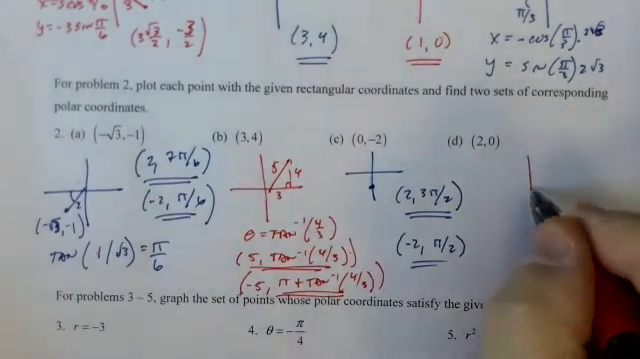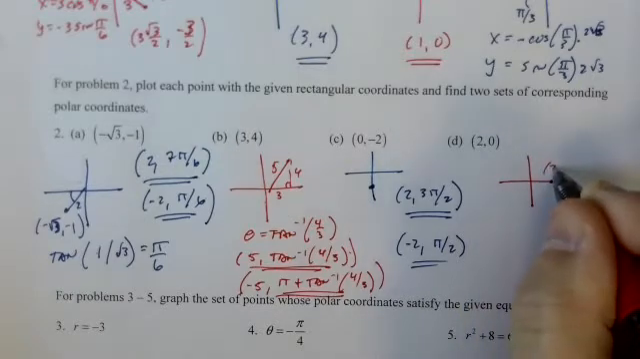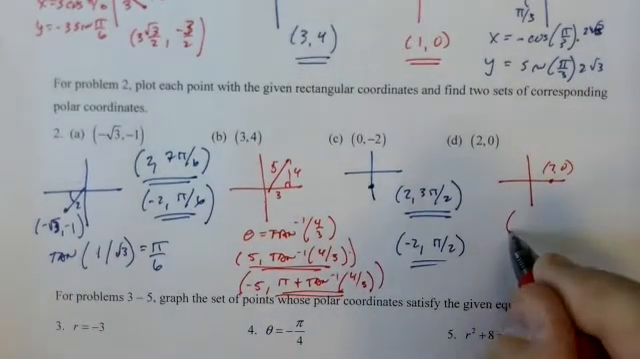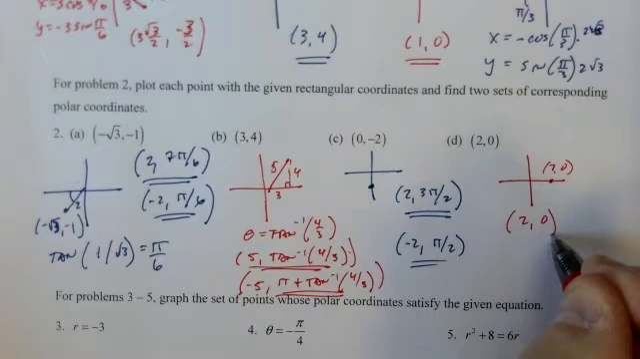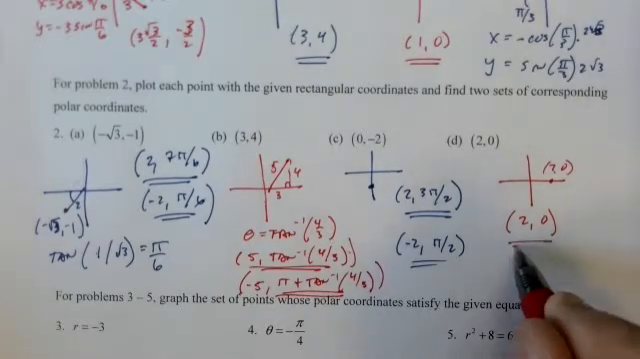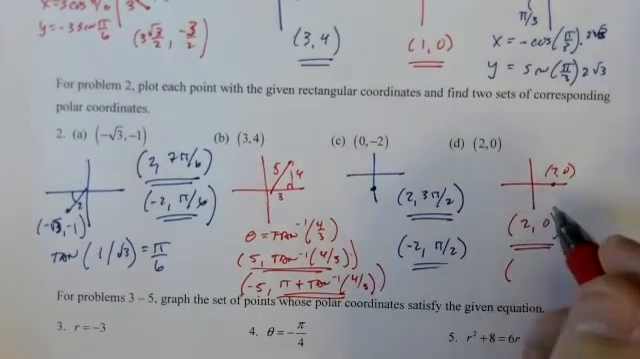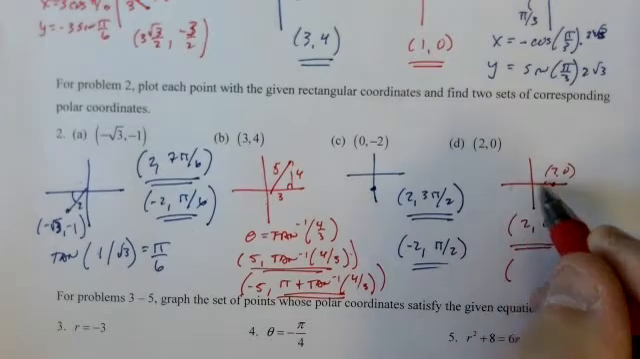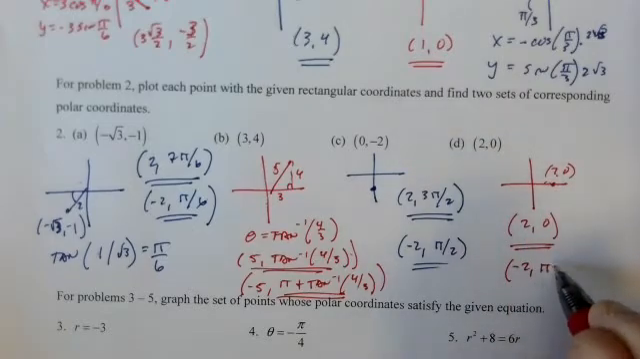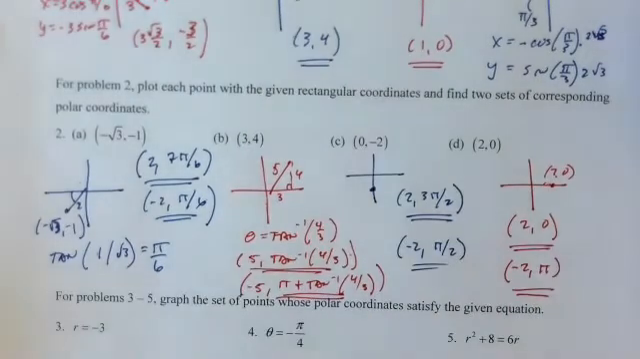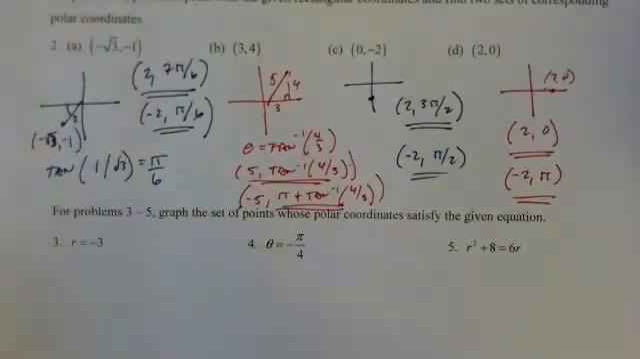Then 2, 0. That's here. So that's fairly straightforward. 2, 0. Or keep doing the negative thing. Let's go to pi -2. -2, pi. All right, onwards.